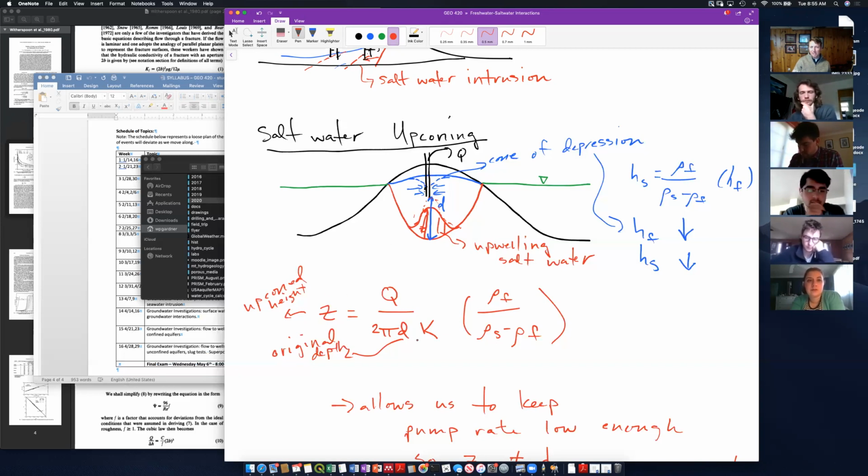But when Z equals D, that means this new height, the change from the old interface to the new interface, is exactly equal to the original depth of the interface below the well.